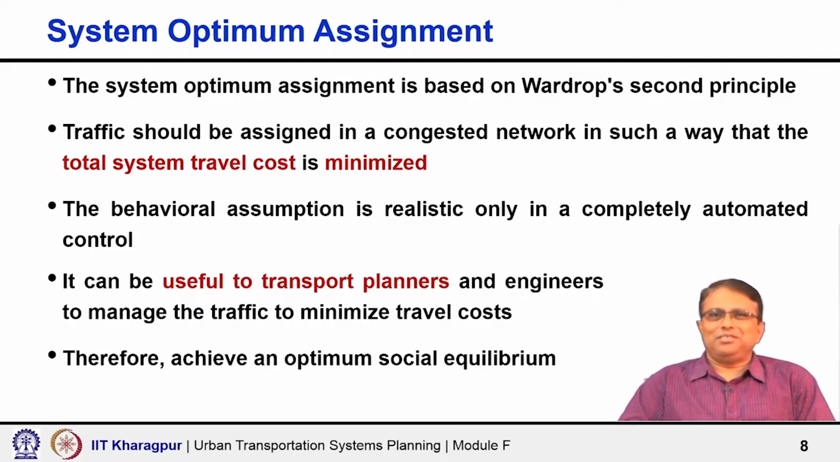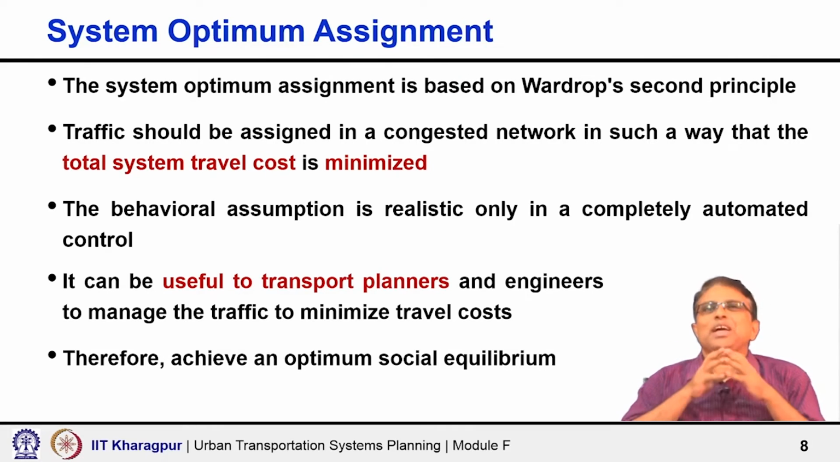Because in a system as it exists today, nobody can force you to choose a route, right? Everybody will think selfishly and is likely to act more like user equilibrium. But system equilibrium has a much deeper meaning, because at a network level, if I consider myself a system engineer or planner, I would be very happy to see that my total system travel cost is minimized, or total system travel time, vehicle minute travel, is minimized.